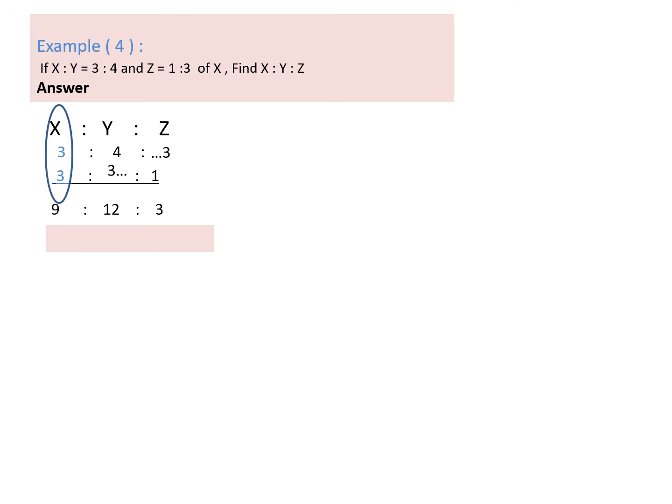Now we have the ratio 9 to 12 to 3. X equals 9, Y equals 12, Z equals 3. 9, 12, and 3, they are in the simplest form? No. All of them are in table 3, so we can divide by 3. 9 divided by 3 equals 3. 12 divided by 3 equals 4. 3 divided by 3 equals 1. It's the simplest form.